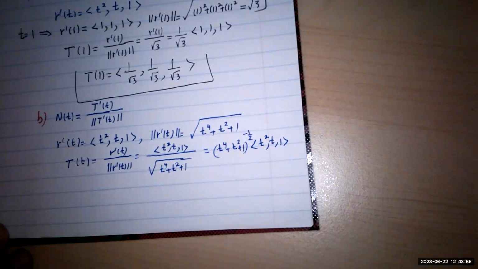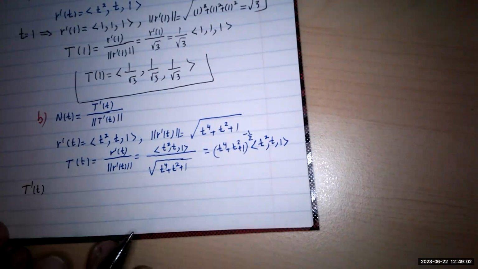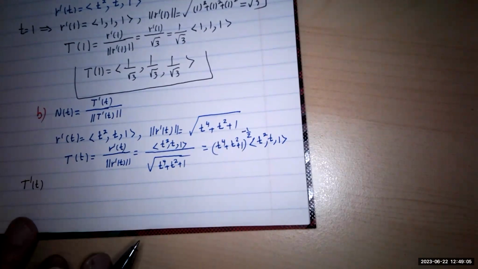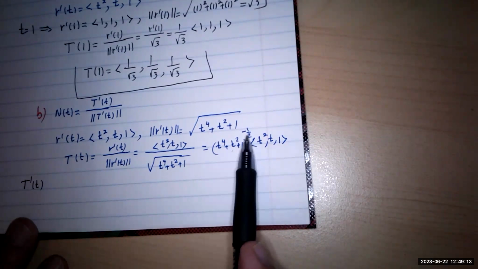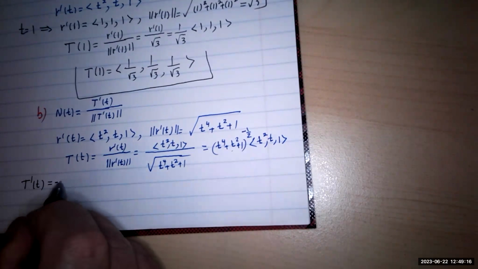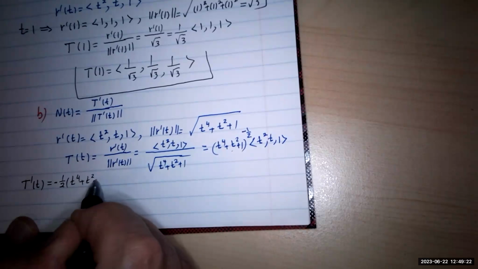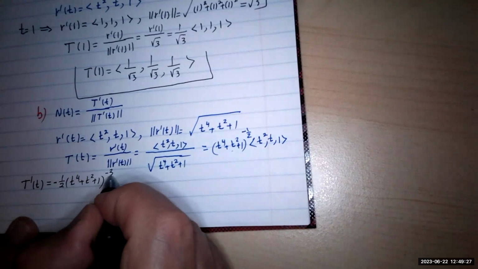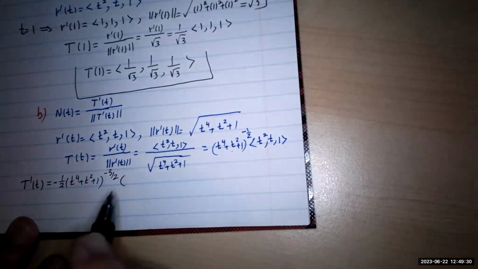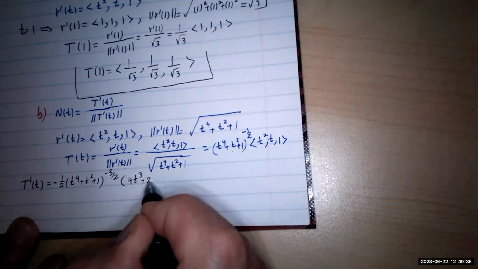Okay, so let's apply the product rule to find the T prime, because you need the T prime to get the normal and then normalize it. Let's do it. Derivative of the first times second. For the first one, we have to use the chain rule. It's like u to the negative 1/2, so it's going to be negative 1/2 times (t to the fourth plus t squared plus 1) to the negative 1/2 minus 1, which is negative 3/2, times u prime. U prime is the derivative of the inside, which is 4t cubed plus 2t.